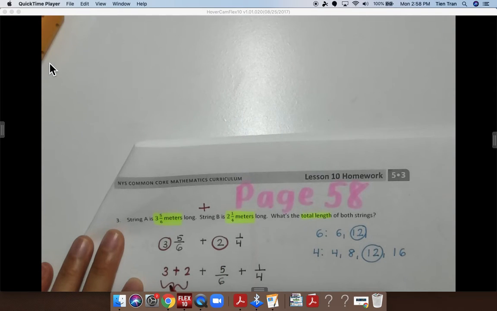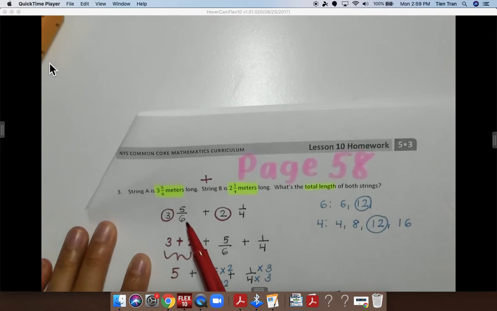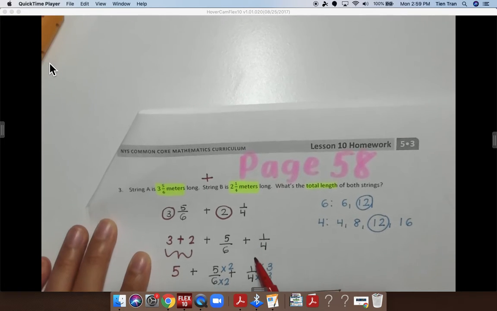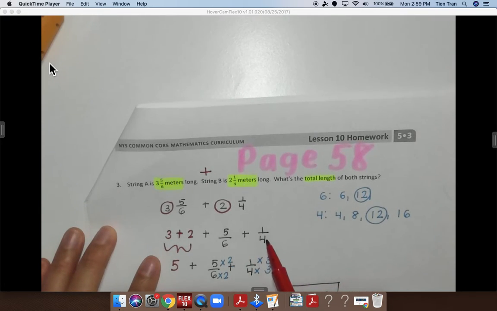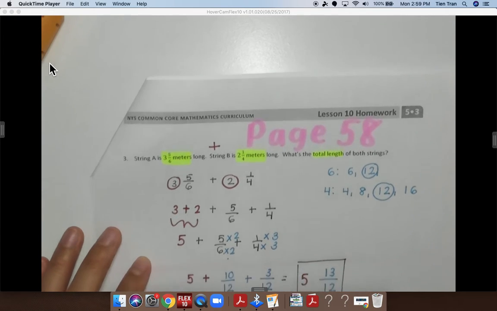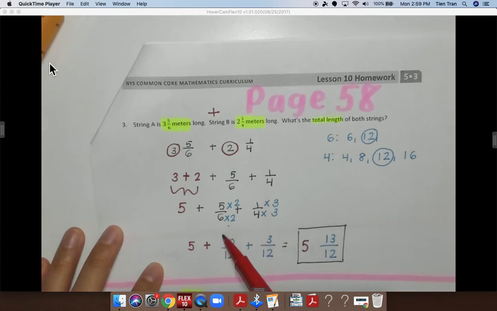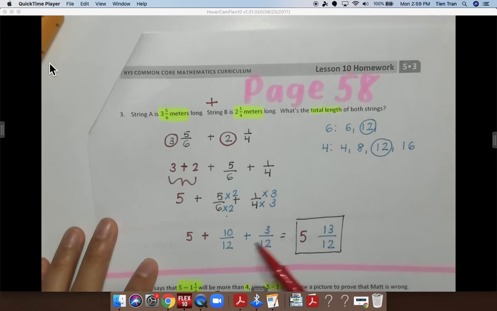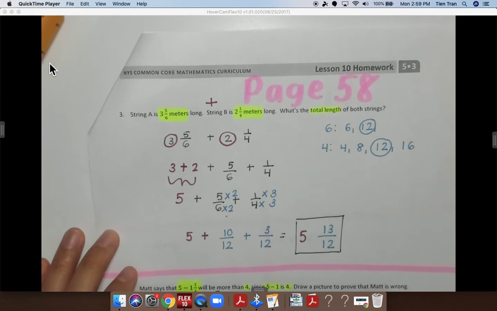We know that 3 plus 2 is equal to 5, and we're going to put 5, 5/6, and 1/4 right here. Now, I need to find the common denominator for 6 and for 4, and when I looked for it, I found 12. So I multiplied 5 times 2, 6 times 2, 1 times 3, and 4 times 3. And then I bring down my 5. So 5 times 2 is equal to 10, 6 times 2 is 12, 1 times 3 is 3, and 4 times 3 is 12. 10 plus 3 is equal to 13, and my denominator is going to be 12. So my final answer is 5 13/12.